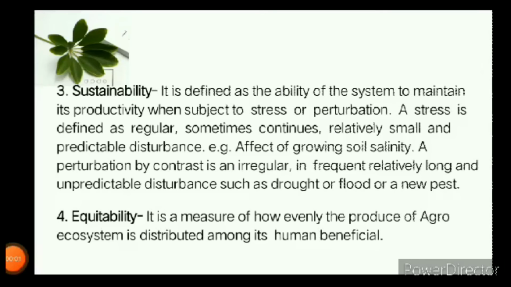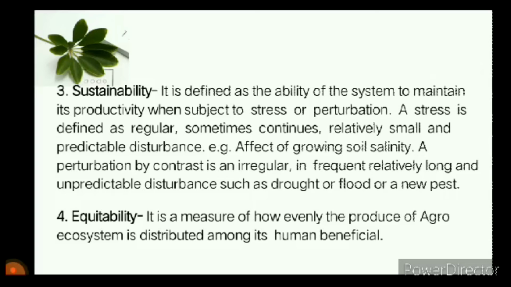Next is the sustainability. Sustainability is defined as the ability of the system to maintain its productivity when subject to stress or perturbation. So sustainability is the capacity shown by agroecosystems to continue to be productive over time, despite the existence of political, social, and economic pressures, as well as numerous ecological limitations. The sustainable agroecosystem plays a role in bringing healthy food from fields to tables around the world for generations to come.